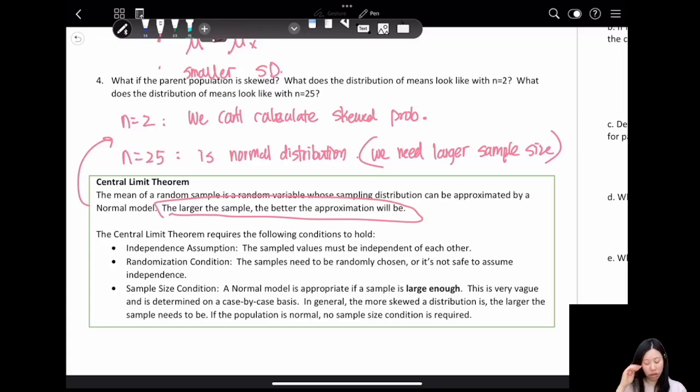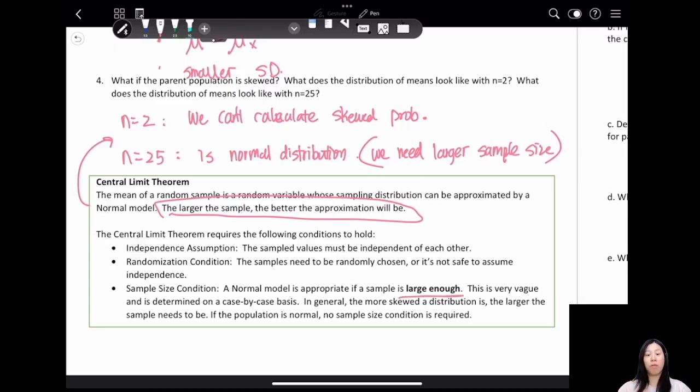So there are three requirements for the central limit theorem. One, it has to be independence. So the independence assumption: the sample values must be independent of each other. Second, it has to be a randomization condition. The sample needs to be randomly chosen, or it's not safe to assume independence. Third is the sample size condition. The normal model is appropriate if the sample size is large enough.